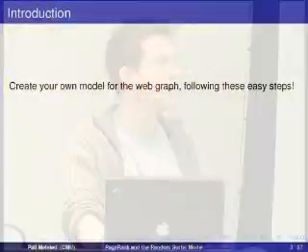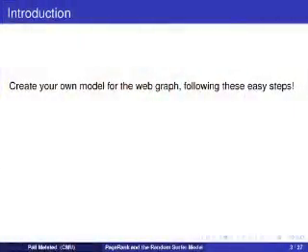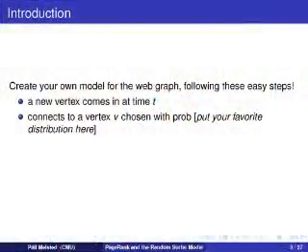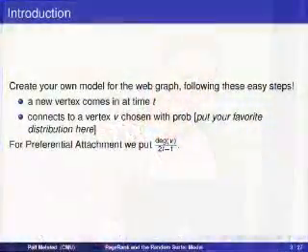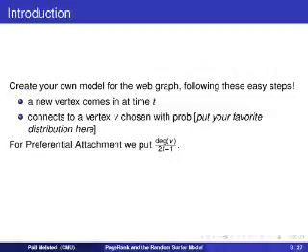Before we go into the definition of the model, I wanted to give an overview of web graphs. You can create your own model if you want, so follow these few easy steps. These are the generative models. You just put in a new vertex at a time, and you connect to an already existing vertex chosen by your own favorite probability distribution. So it's easier to come up with generative models than to analyze them. And for preferential attachment, which is the mainstream model for the web graph out there, we choose the vertex proportionally to the degree.